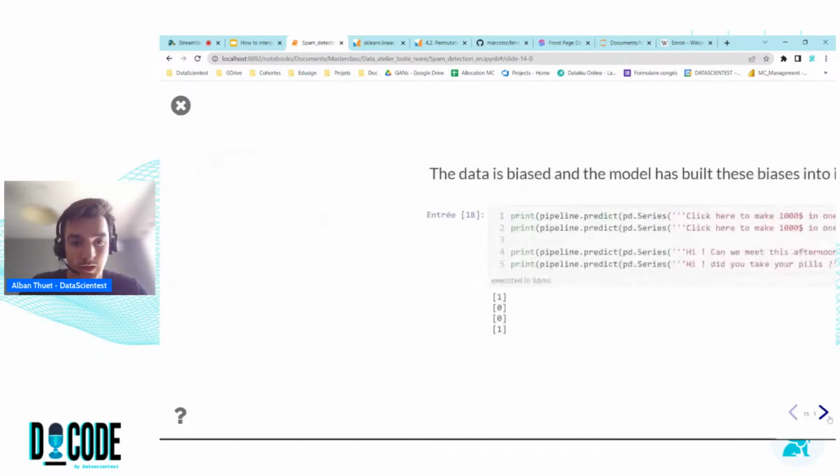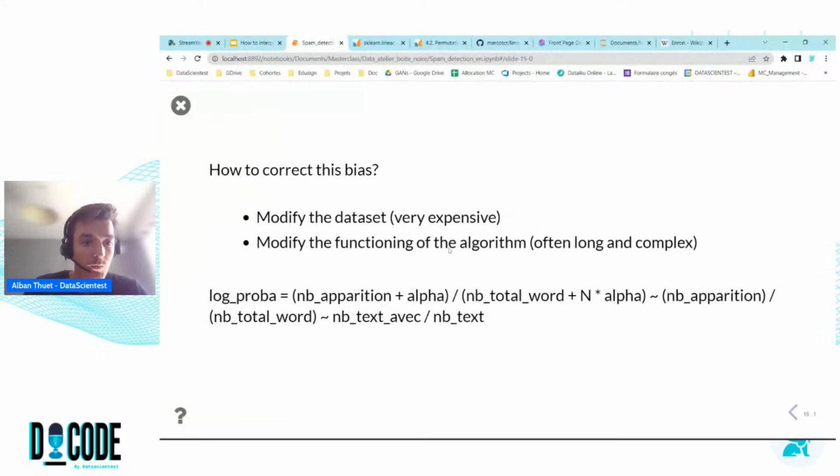Okay. So, what can I do in order to correct those biases? First of all, the main way to do it is to make some modification in the data set. So maybe try to anonymize it or try to find more data. But finding more data usually is very expensive because it needs to be localized, which can be very long, or I can modify the functioning of the algorithm.